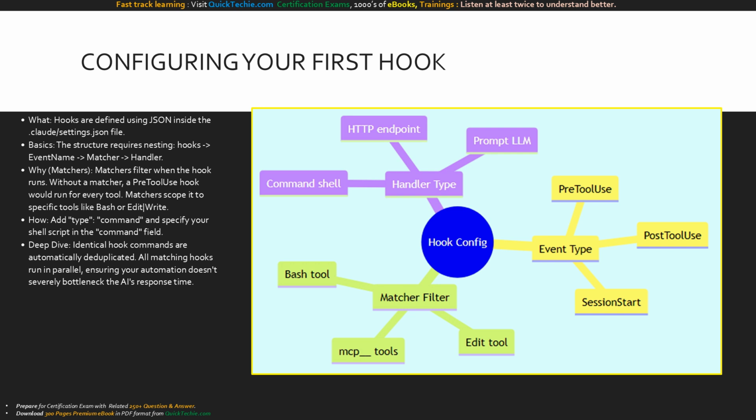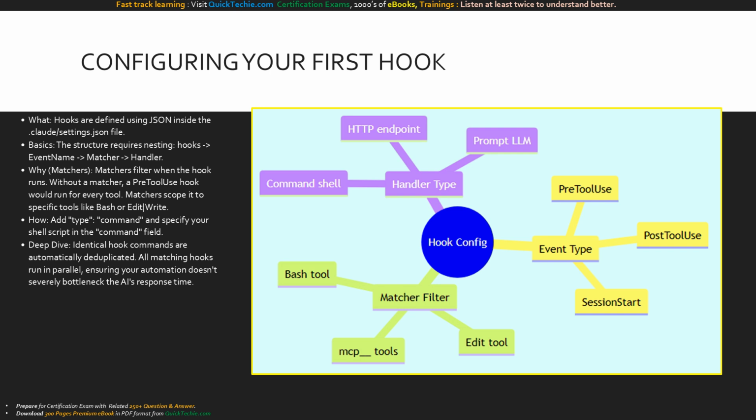Why do we need matchers? Imagine a pre-tool use hook. If you didn't have a matcher, your script would run for every single tool Claude uses: reading, writing, searching. Matchers act as a filter, ensuring your script only runs for the bash tool or the edit tool. How do you implement the handler? You specify the type as command and provide your shell script path. In our deep dive, an important performance note: Claude Code runs all matching hooks in parallel. This concurrent execution ensures that your automated validations don't create massive bottlenecks in your workflow.